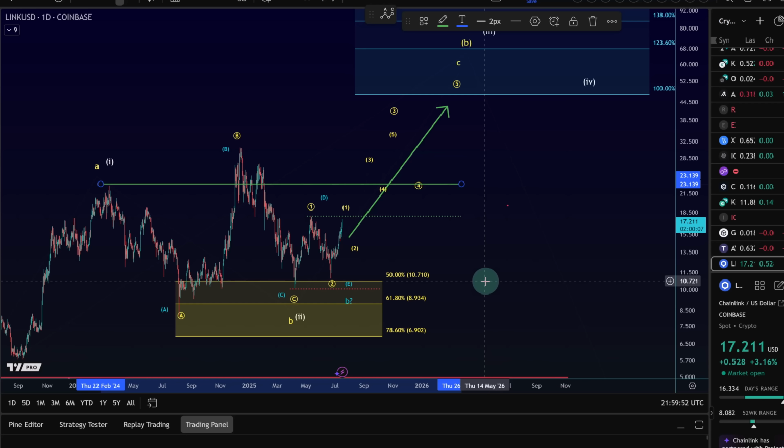And these are all levels that are relevant from an Elliott wave point of view, because to confirm that a third wave rally is unfolding to the upside, we want to see a break above the wave 1 high. Now I would say, let us take a look at the smaller time frame chart as well for Link.